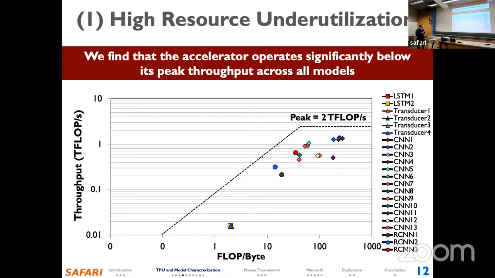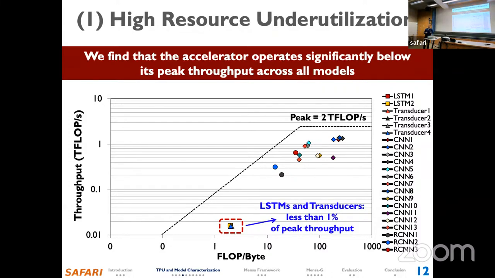If an application lies below the memory curve, this bandwidth times arithmetic intensity line, we say this application is memory bound. And if it's below the compute line, we say the application is compute bound. Here, I'm plotting the 24 different neural network models in this roofline model, and we are going to draw some conclusions. The first one is that there are some models that are usually compute bound because they are below the compute line, the memory roof here. And those are, for example, LSTMs and transducers.